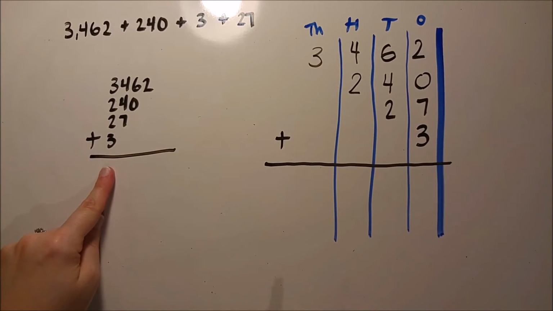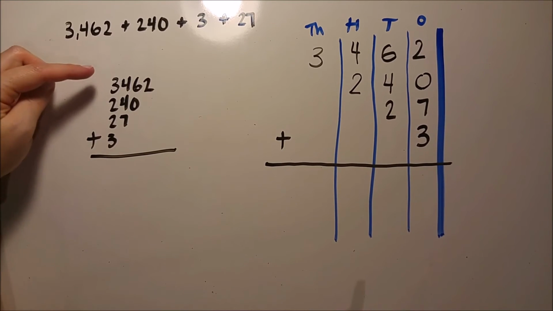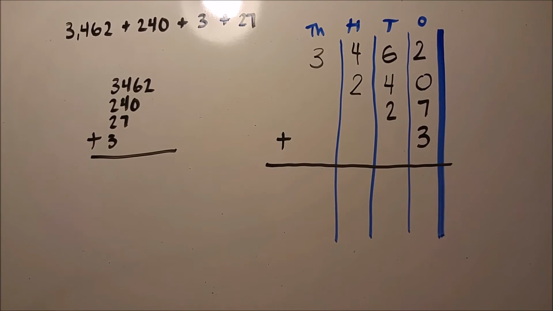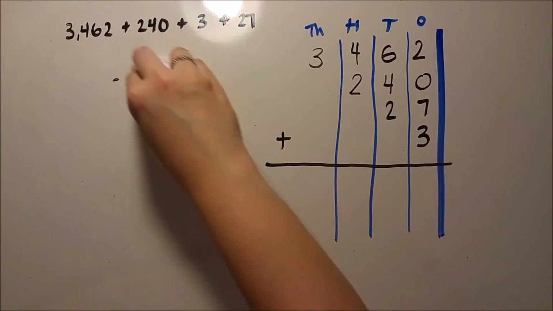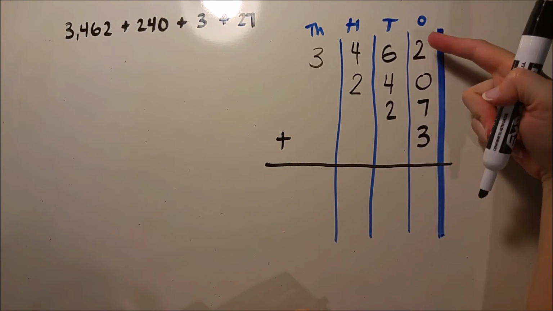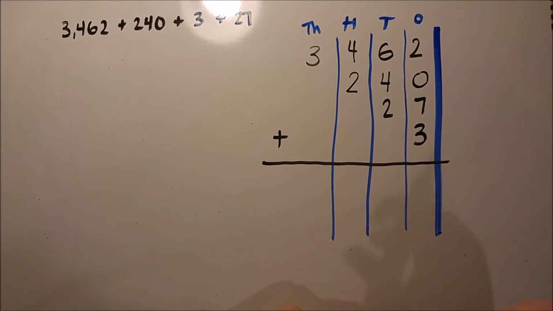This isn't 3 thousands, this was just 3 ones. Why would we add it with the thousands? We would want it with the ones. So never ever line your numbers up on the left. Always keep your place values together. I almost forgot the word for a second. Line them up on the right.